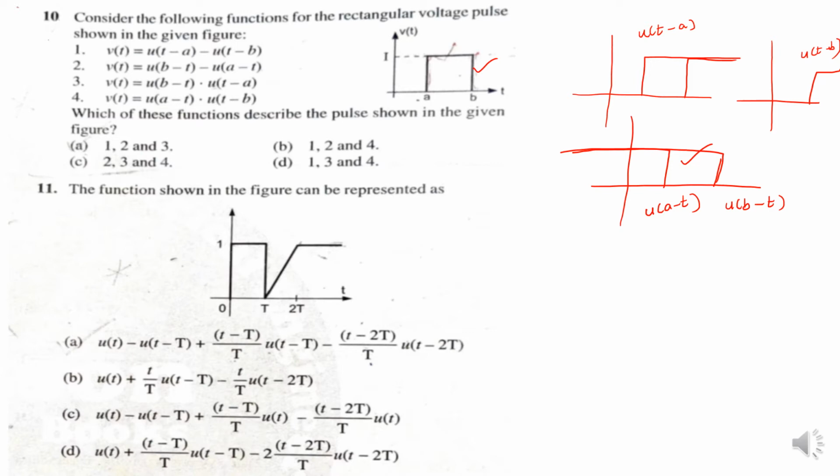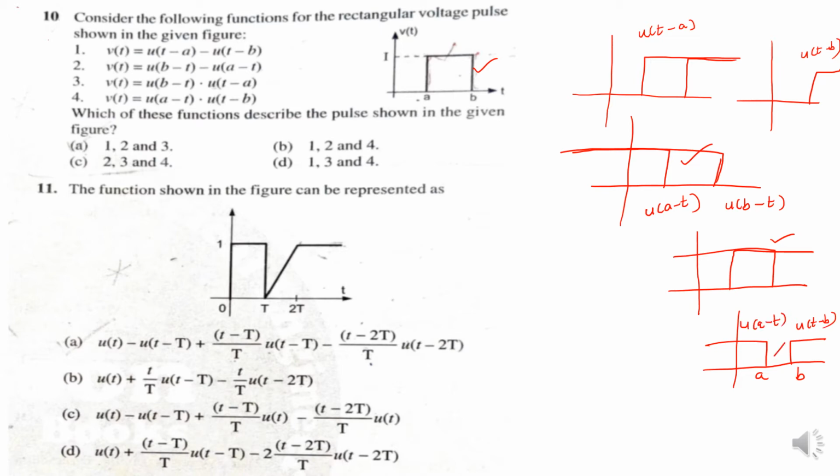And then next one is u of b minus t into u of t minus a. This is also a correct answer. The third one is correct. And the last one is u of a minus t. This is a, and u of t minus b is this one. So this is u of t minus b, and this is u of a minus t. There is no common value. So the fourth one is the wrong one. So 1, 2, 3 is the correct answer.